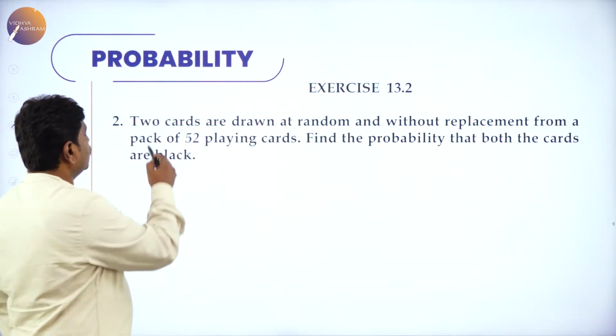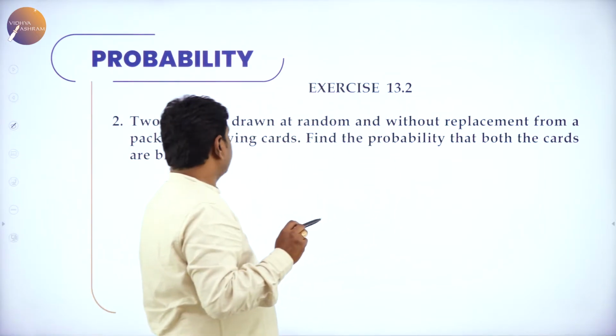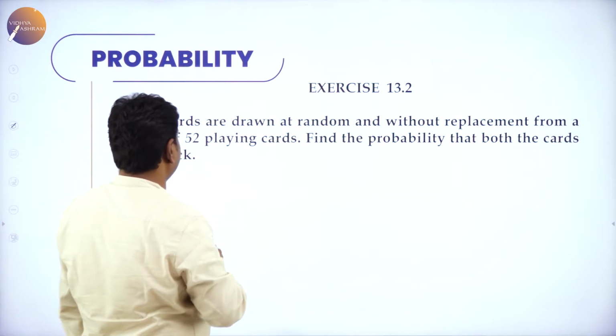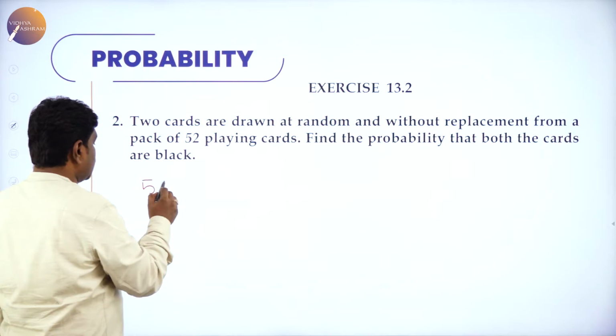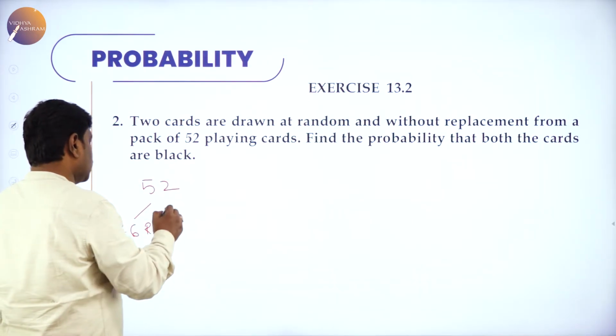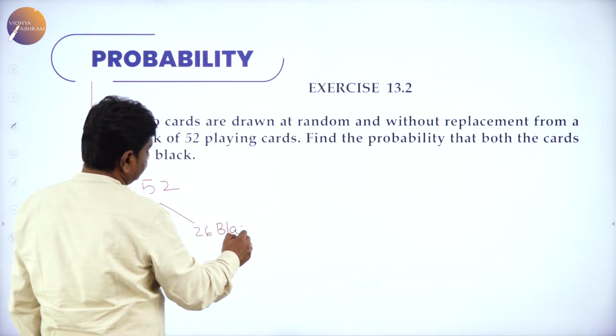Next question. Two cards are drawn at random without replacement from a pack of 52 playing cards. Find the probability that both cards are black. So dear students, first of all, in 52 cards, we'll have 26. Half of them are red in color. Another half are black cards. That's the first basic you should know.